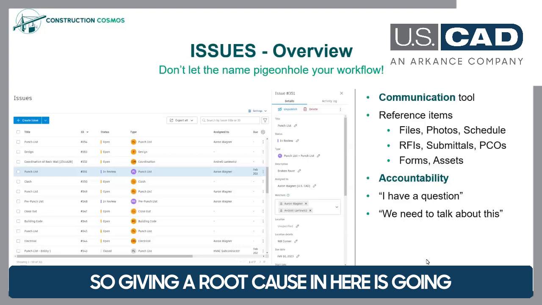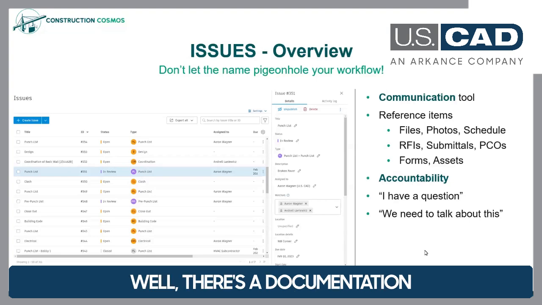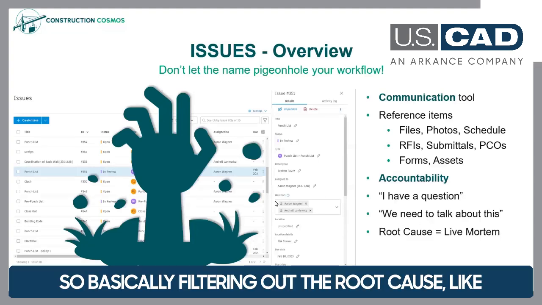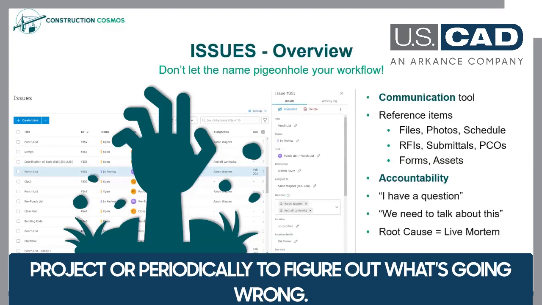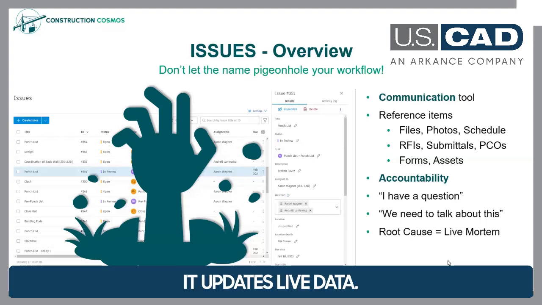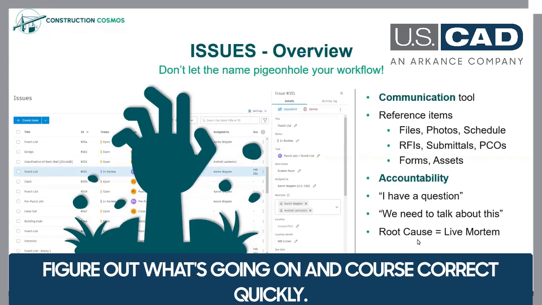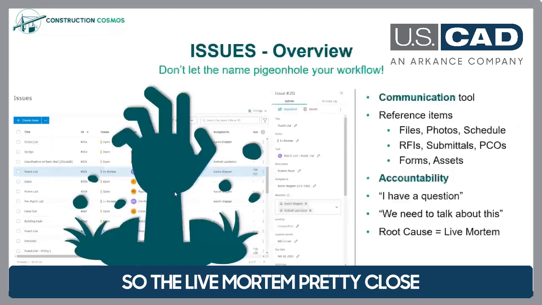So giving a root cause in here is going to be incredibly valuable because that root cause starts to say, okay, why was this an issue? Well, there's a documentation incomplete, code compliance problem. So basically, having that root cause filled out gives you that live mortem. So no more post mortem at the end of a project or periodically to figure out what's going wrong. It updates live data. So as long as you're using that root cause and filling it out, you will be able to figure out what's going on and course correct quickly. So the live mortem, pretty close to Halloween, a little zone.